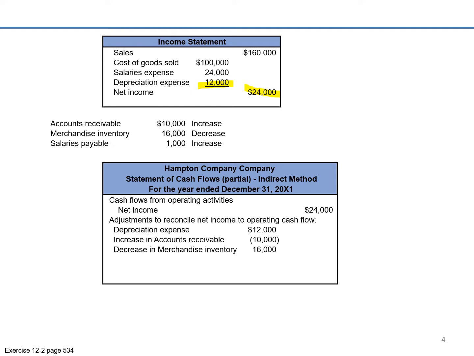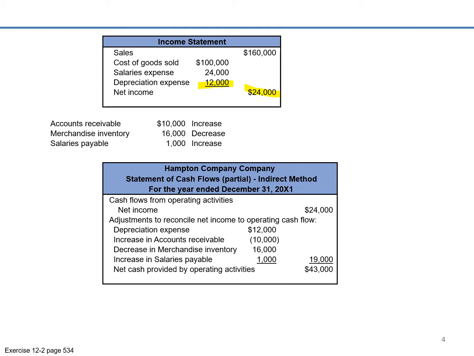Salaries payable, you have $1,000 you haven't yet paid. It increased. Increases in payables mean you haven't yet paid the cash for them. So those are also increases in cash. So you have total adjustments to net income for cash related activities of 19,000. That means your cash provided by operating activities is going to be the sum total of your 24 plus your 19, or $43,000.